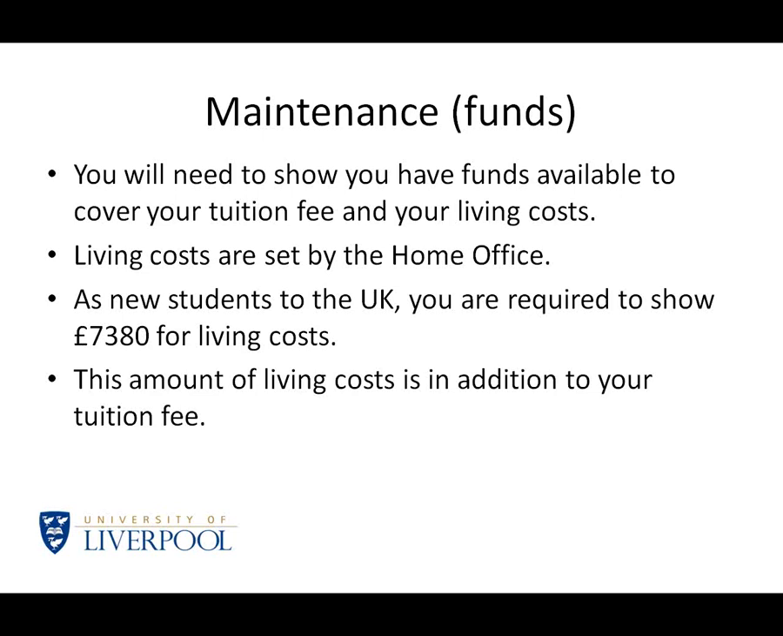So as a new student coming to the UK, so assuming you're all overseas at the moment and you are new students coming to us, then you need to show £7,380. This amount of living costs, as I mentioned, is in addition to your tuition fee. So you need to know exactly how much your tuition fee is, as stated on your CAS, add it to £7,380, and that's the amount of money you need to show in your bank account.